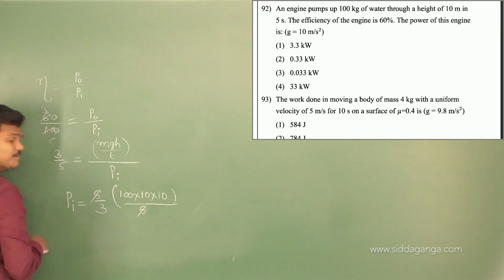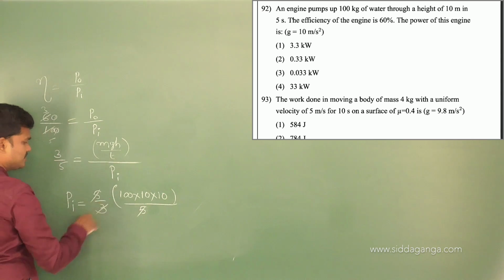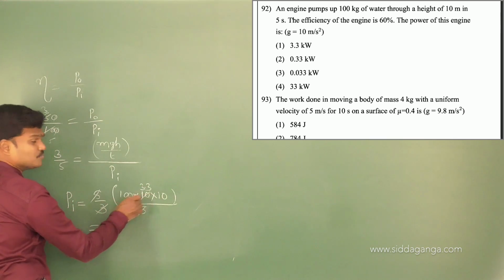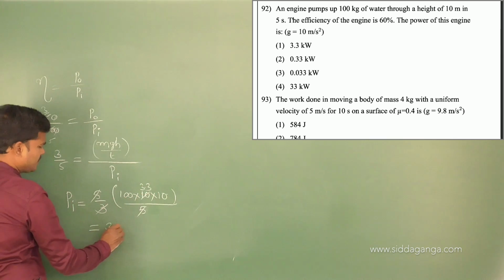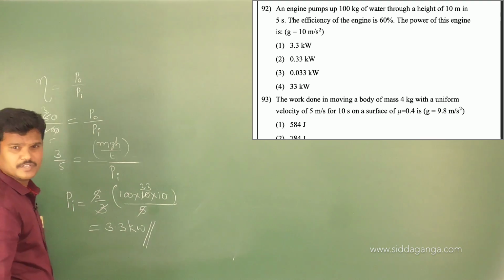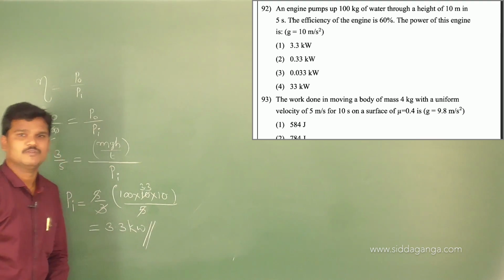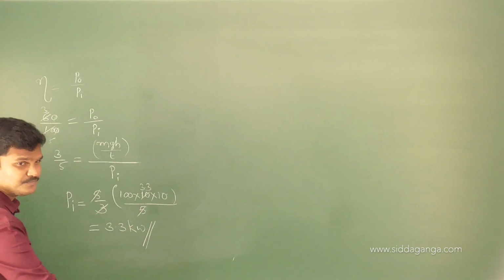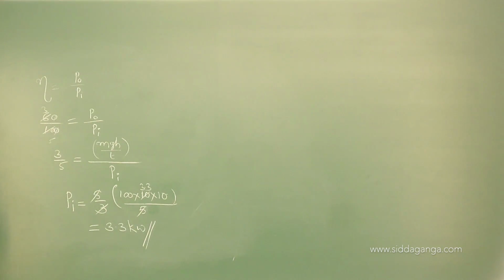So 5. Okay, so this is 3.3, so 3.3 with 2 zeros, 3.3 kilowatt. So 3.3 kilowatt, yeah, it is option number 1. Yeah, see the next question.